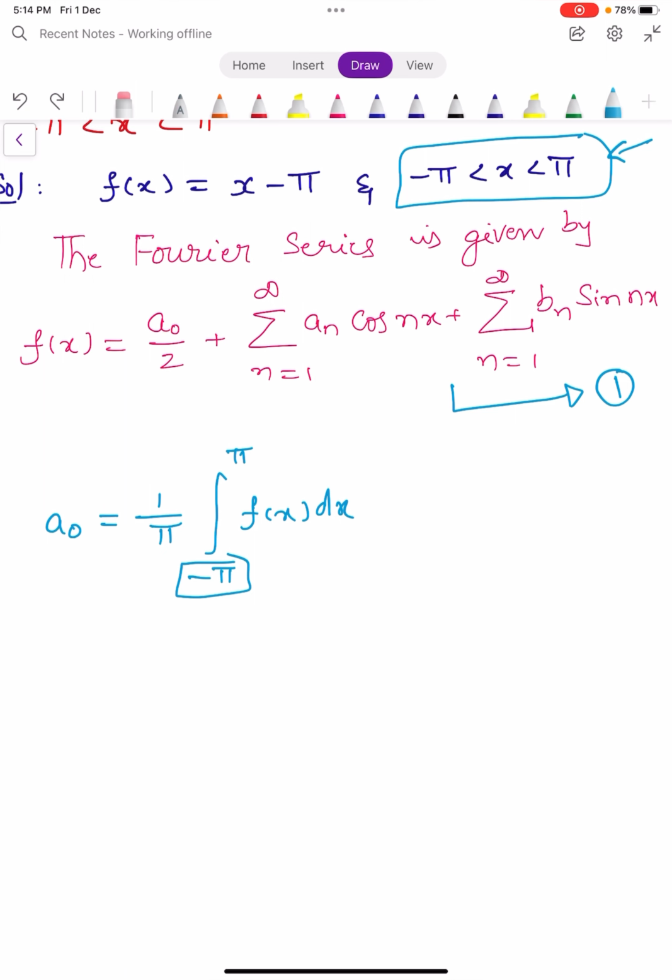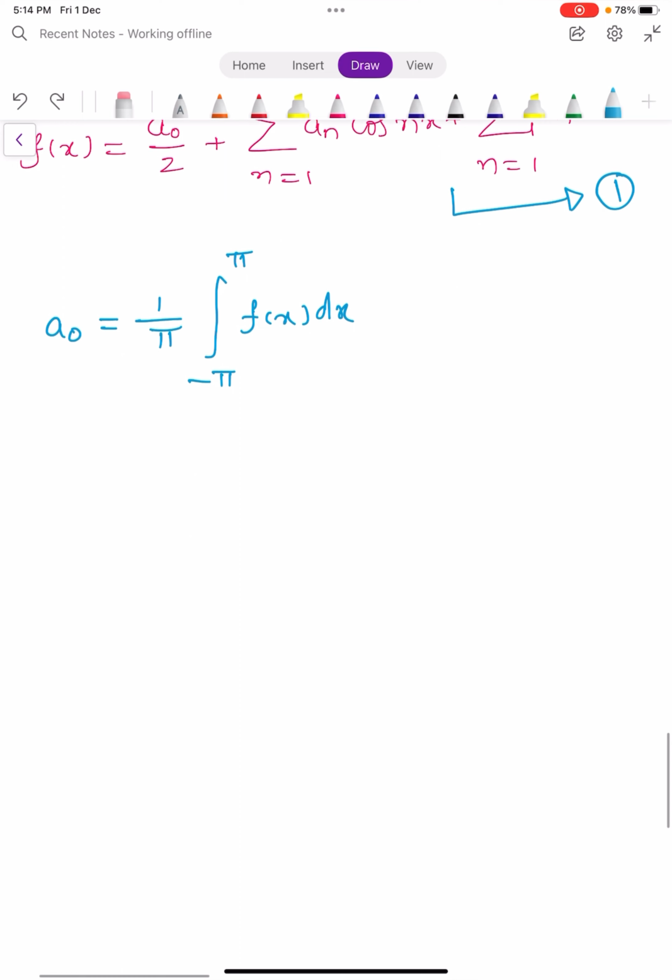That's it. You remember that. Now substitute every term, which is equal to 1 by pi integral minus pi to pi. What is f of x? x minus pi dx. You remember one basic fact.